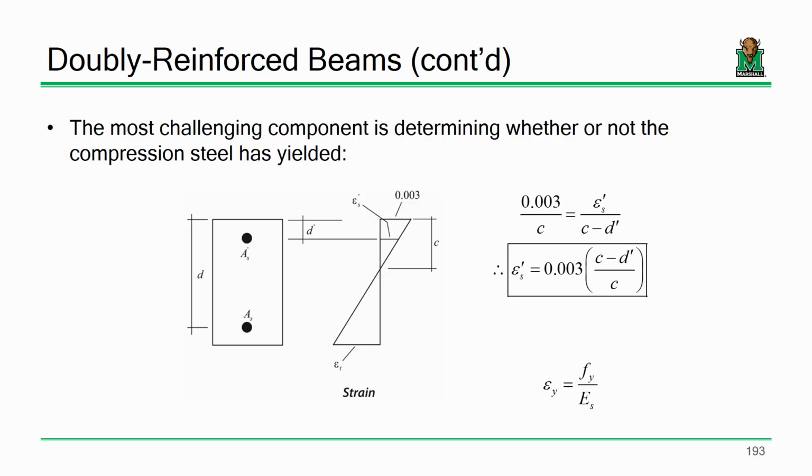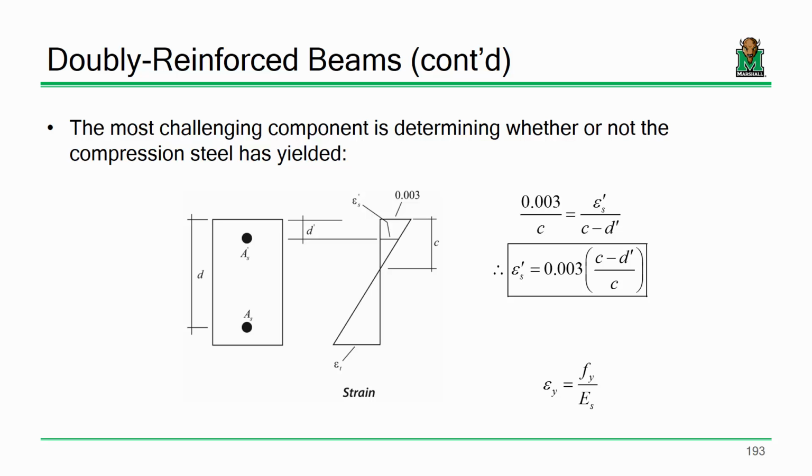We're not looking at this strain, however, or I guess I should have pointed up and said we're looking at this. We're not looking at this strain. I want to know what the strain in this steel is. So watch this. 0.003 is to C as this strain is to C minus D prime. Does everybody see how I did that? Everybody good? Okay. So using similar triangles, I can now compute the strain in this steel.